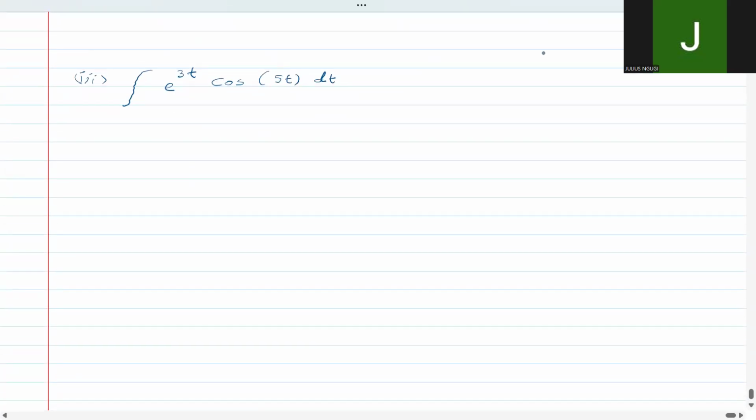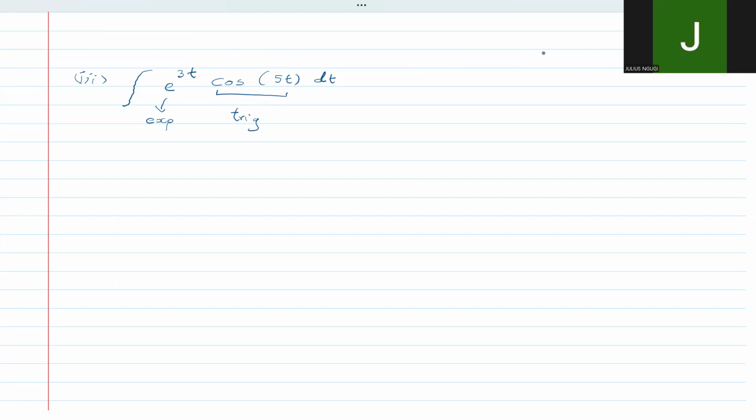Let's go to number 3. And number 3, we have two types of functions. One is an exponential function. Another one is a trig function. So if we have two different types of function, what we use is integration by parts.